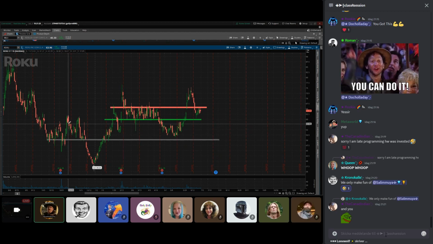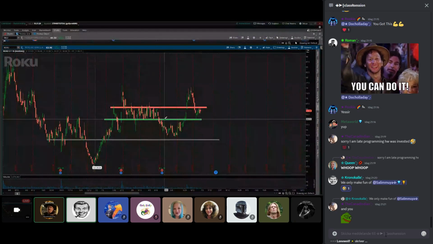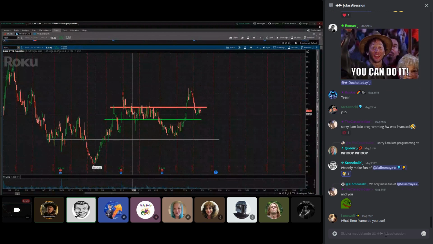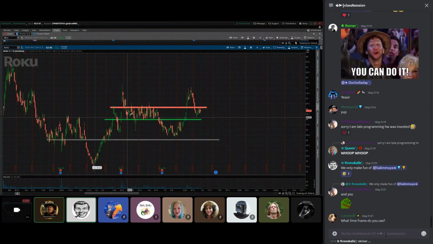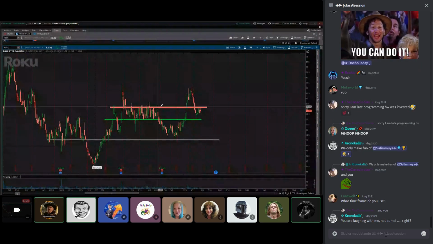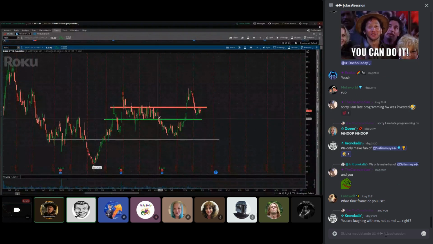Let's see. I already got the one drawn up right here. This was a big one that I followed on Roku. This was a while ago, and you could see it's back and forth. They just kept hitting these levels. It stayed right in here until finally it broke down.